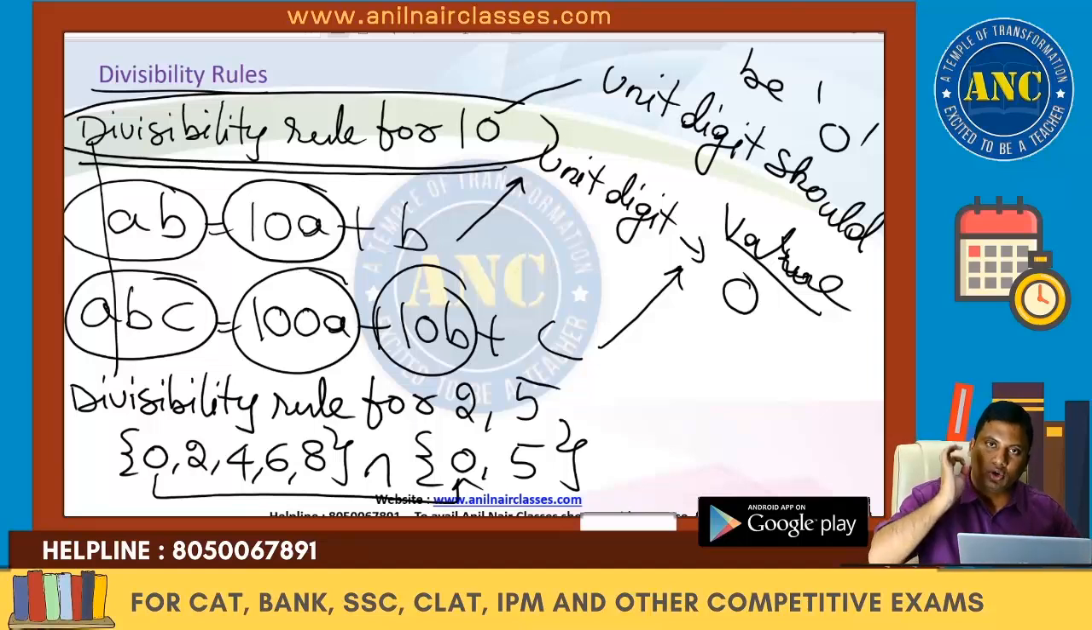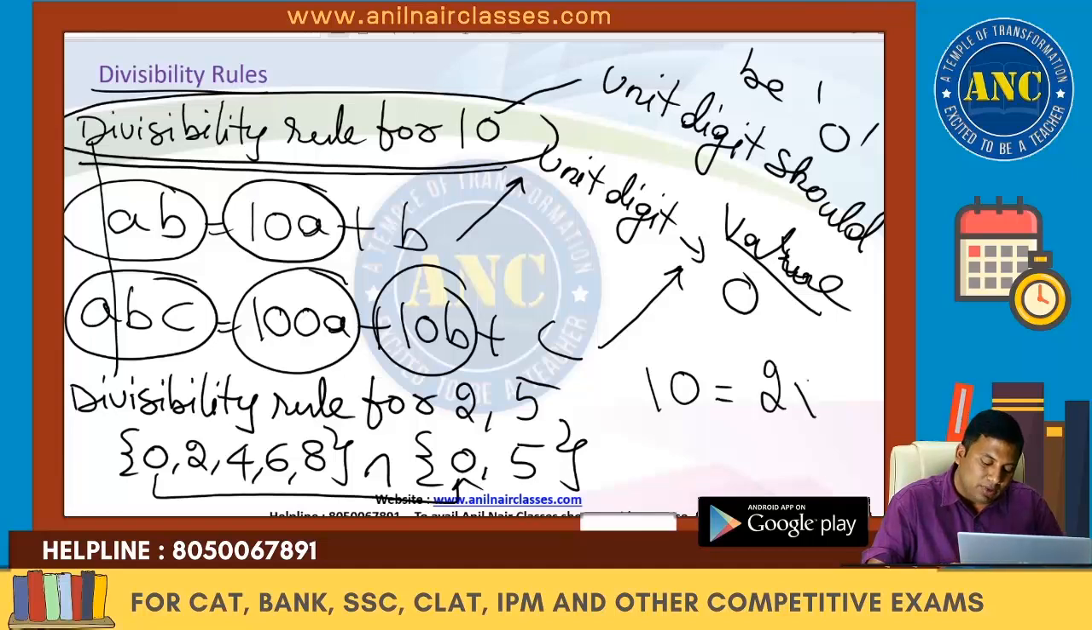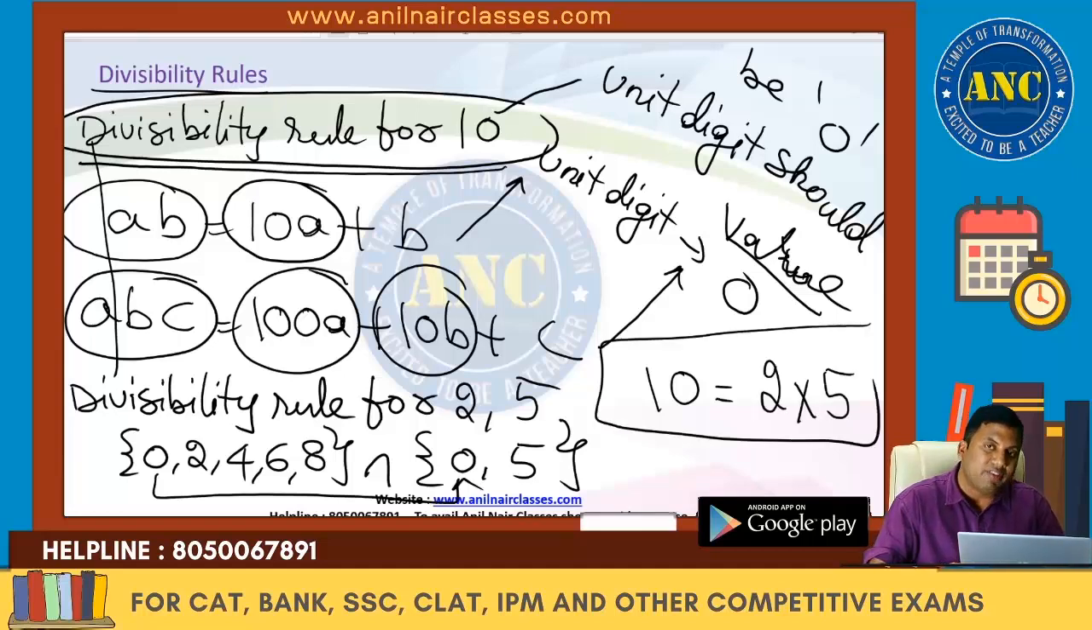The divisibility rule for 2 is that the unit digit should take an even value. Even values, because it's a digit, will be 0, 2, 4, 6 or 8. The divisibility rule for 5 is that the unit digit should be either 0 or 5. For the divisibility rule for 10, any composite number, if it can be written as a product of two coprimes, coprimes meaning their HCF is 1. HCF of 2 and 5 is 1. Take the divisibility rule for 2, take the divisibility rule for 5, and do the intersection of these two.